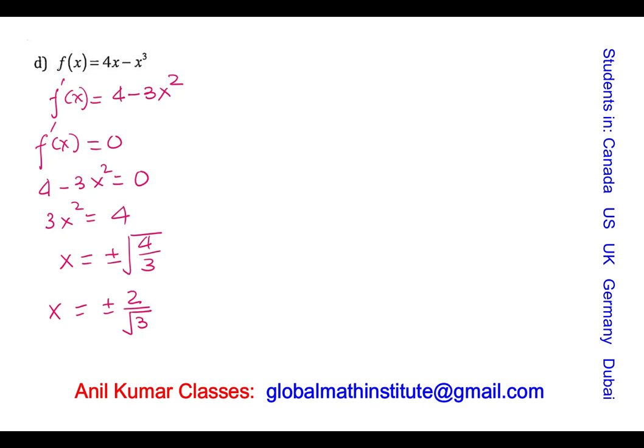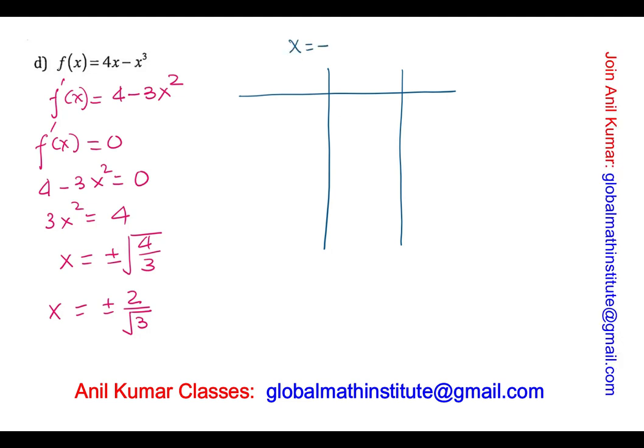So to analyze, we have two zeros. One at x equals minus 2 over square root 3. The other one at x equals plus 2 over square root 3. Let's take a test point in between these intervals. In between them, we could take 0. So we can take a point here, let's say minus 4 on the left side, and plus 4 on the right hand side. And let's analyze the derivative, which is 4 minus 3x squared.